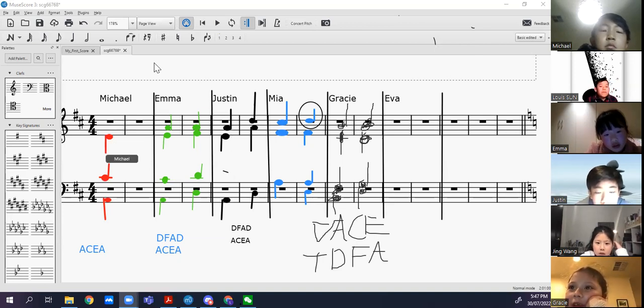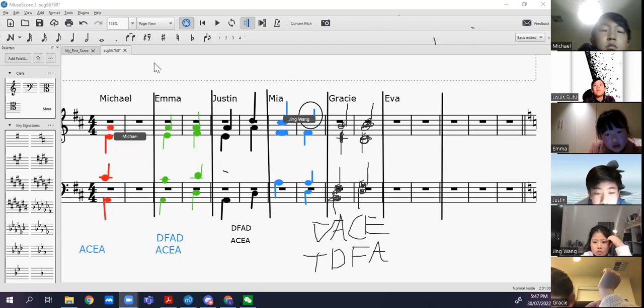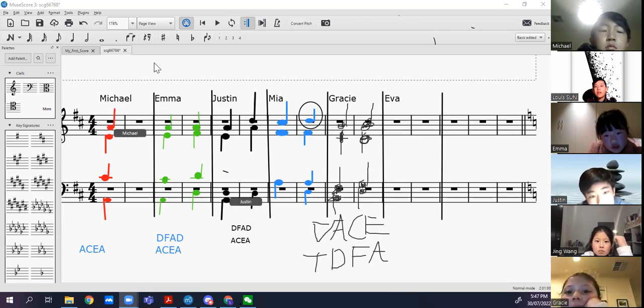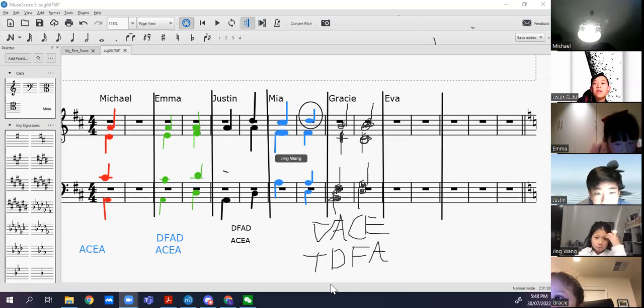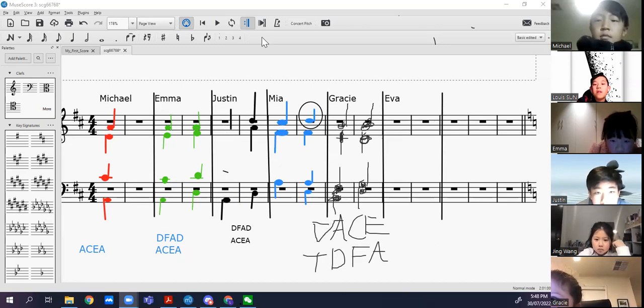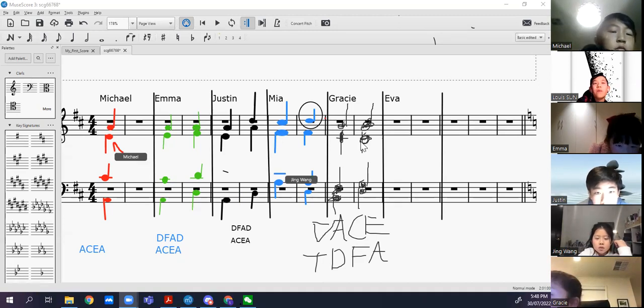I'm finished. Gracie, I mean, it's messy, but I think it looks correct. Wait a second. I don't know how I can draw good. Sorry, I'll just redraw some of those notes for you because it's a little messy.